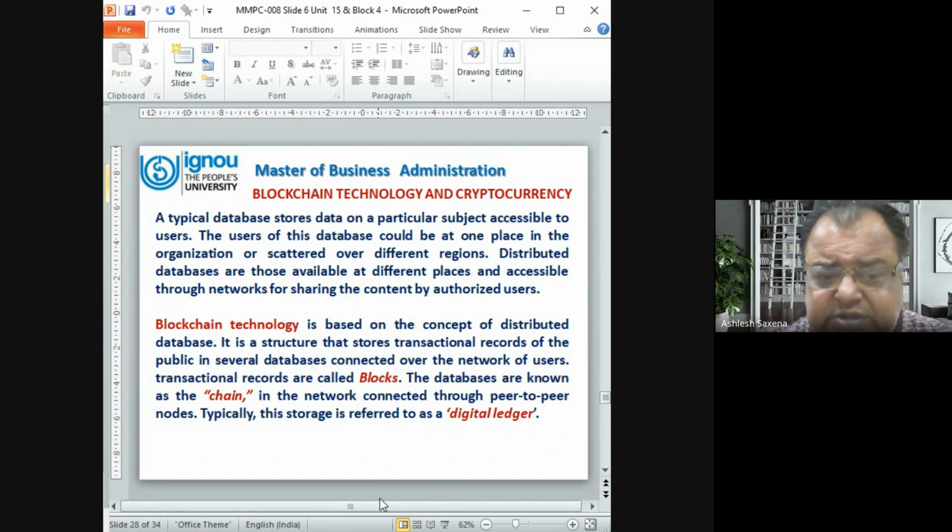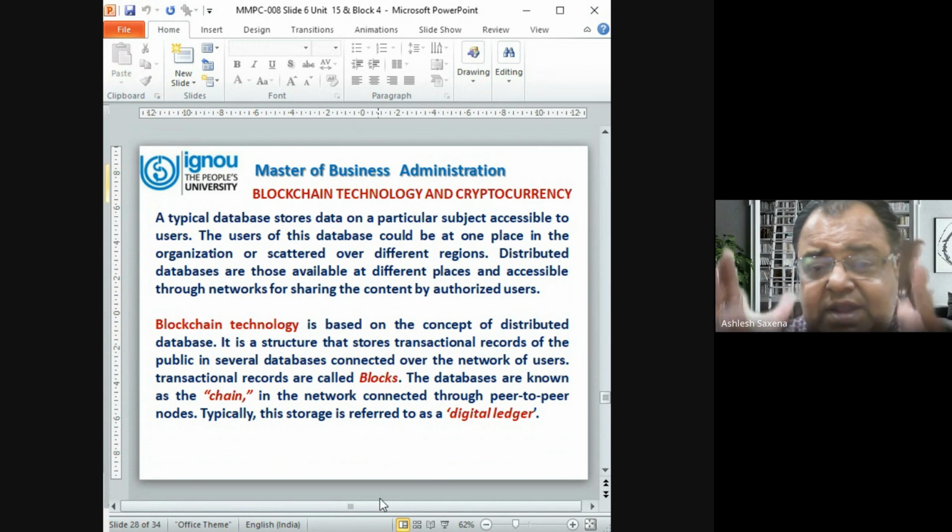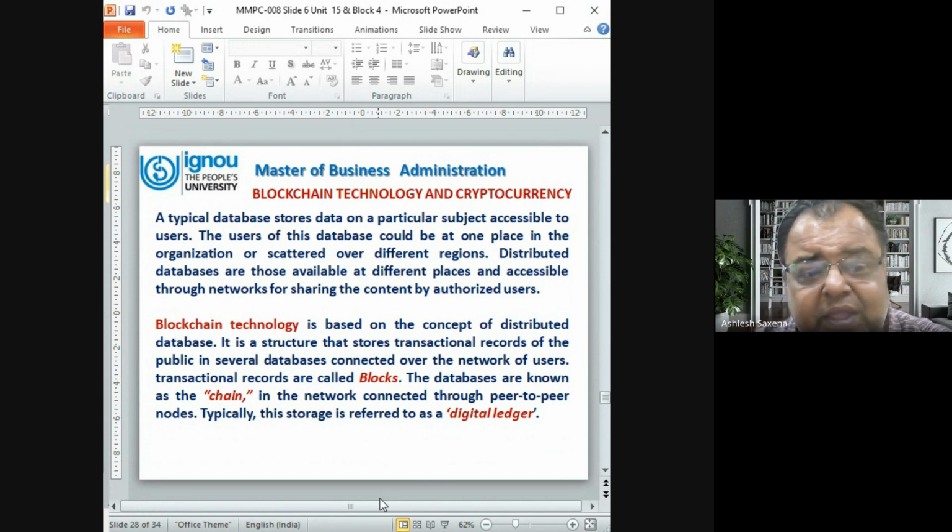It is a structure that stores transactional records of the public in several databases connected over the network of users. Transactional records are called blocks. The databases are known as chain. In the network connected to the peer-to-peer nodes, typically this storage is referred to as digital ledgers.